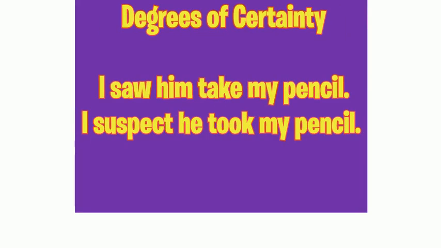Let's look at these two examples. I saw him take my pencil. Saw tells us that we are pretty certain, that we are sure he took our pencil. I suspect he took my pencil. Suspect tells us that we're not sure. We're not certain about that. So as you can see, there are different degrees of certainty about verbs, and that's another function of a verb.